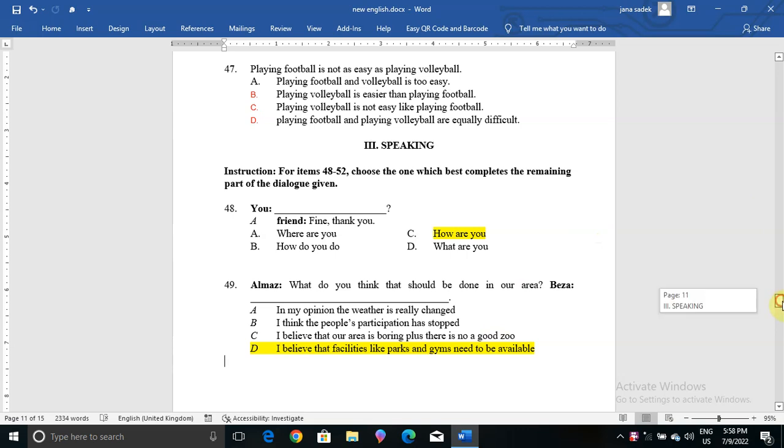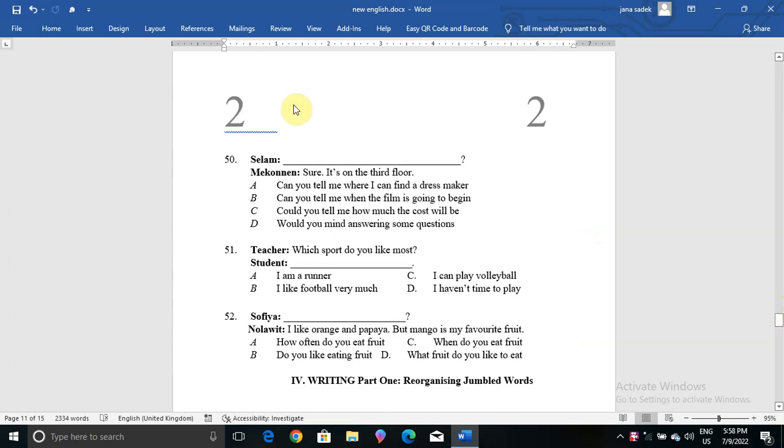Okay, now question number 50. Silam asked a question but we don't know it, and Mekonen answered his question, Sure, it's on the third floor. Now what is the correct question that Silam asked Mekonen for him to give this answer? In choice A, it says, can you tell me where I can find a dressmaker? Yes, this is absolutely the correct question for this answer.